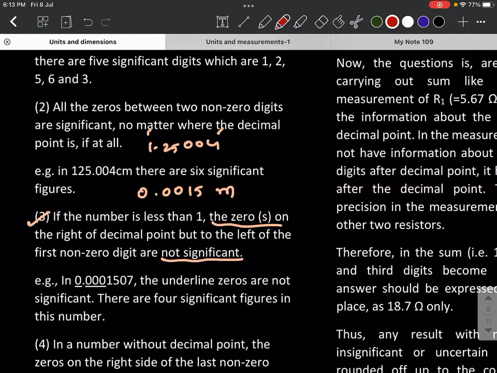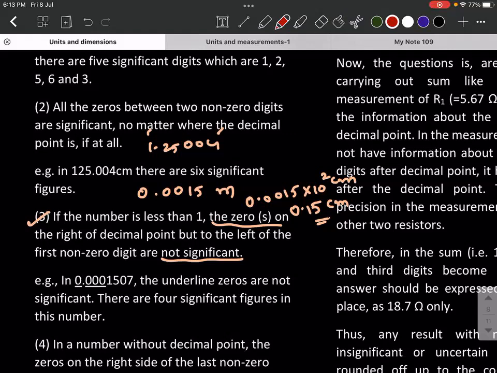Then I can write the same thing as 0.15 centimeter. So this will be 0.0015 into 10 power 2, since 1 meter is 10 power 2 centimeter. So I can write it as 0.15 centimeter. Is the point clear? So 0.0015 meter and 0.15 centimeter.